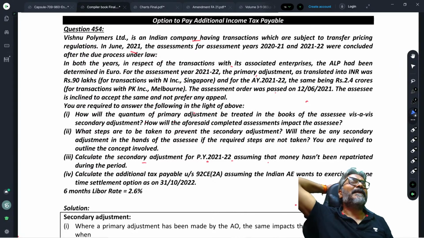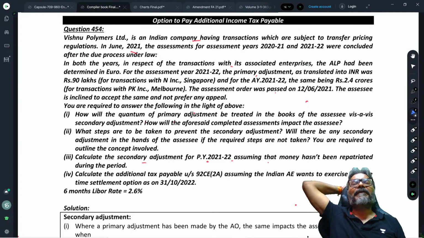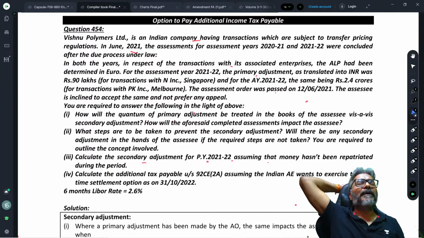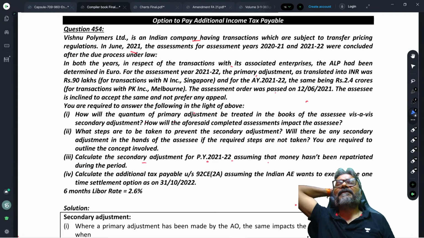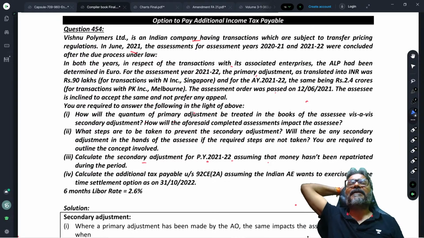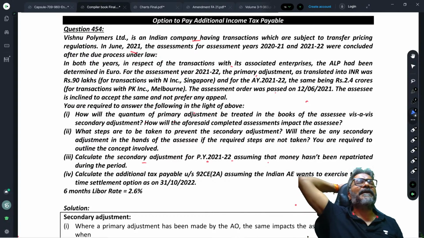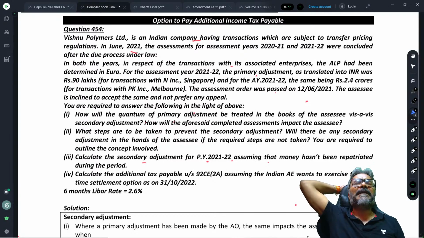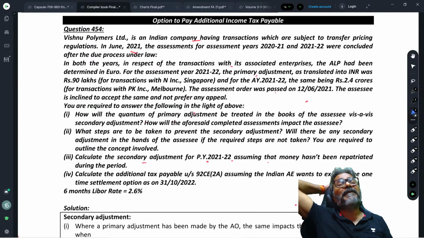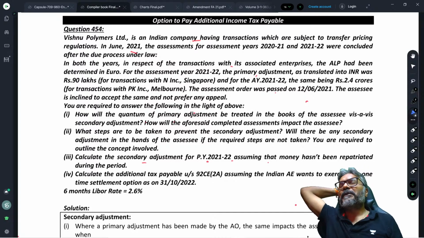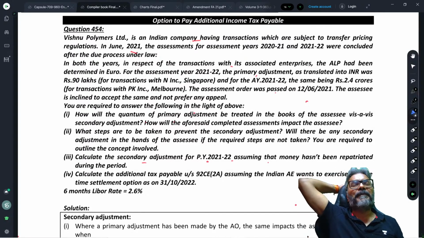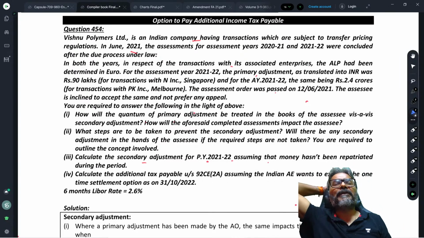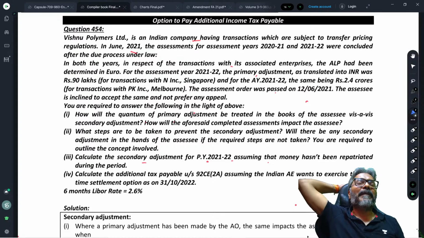Now, how much is the interest that will be charged? What will be the rate of interest that will be charged? That rate of interest will depend upon whether the transaction was denominated in INR or whether the transaction was denominated in the foreign currency. Because if it is denominated in the INR, then whatever is the SBI base rate as on the 1st of April of the previous year. So if your previous year is 21-22, then as on the 1st of April of 2021.